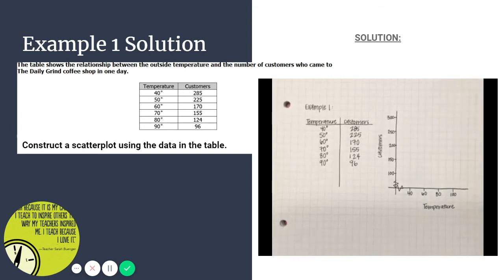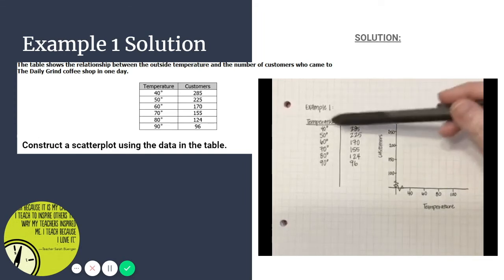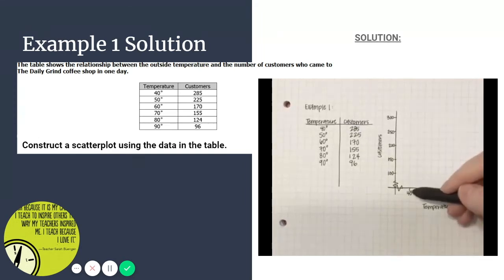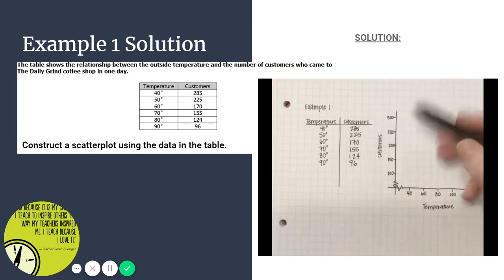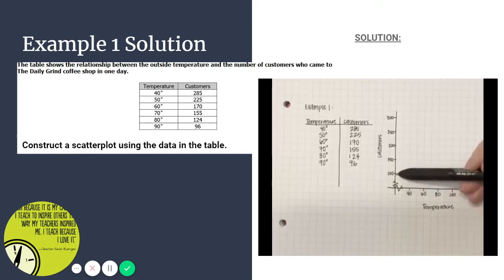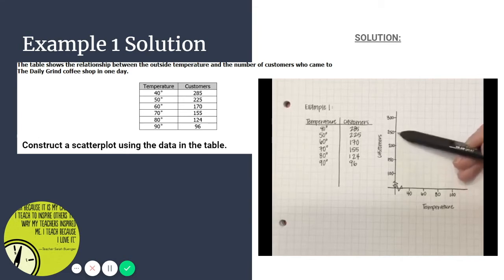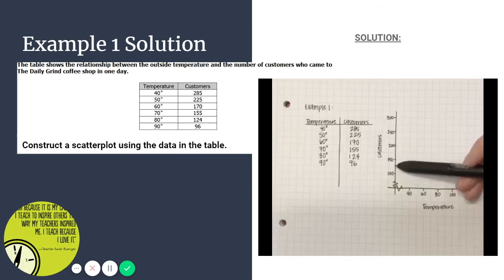So looking at our temperature and customers, when it's 40 degrees outside, there were 285 customers. So you'll notice here I skip counted my lines, and then every other was an extra 50. So this would be 100 right in here, and between the 100 and 150, this would be 125.